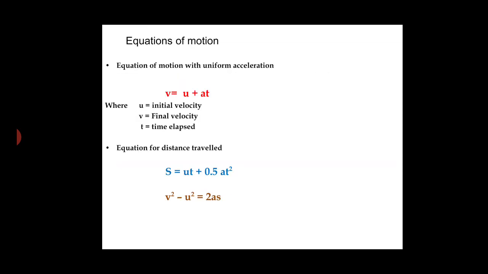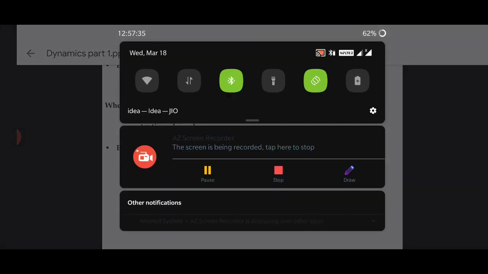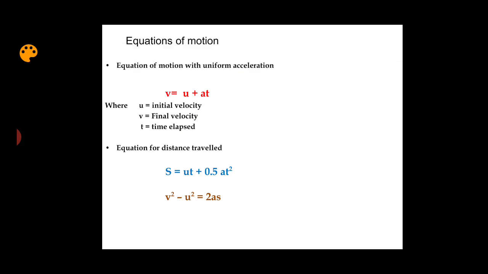Moving on to the next. With respect to the discussed definitions and part of kinematics, we require some equations to solve the problems related to kinematics. So we have three equations of motion. Firstly, we will discuss the equation V is equal to U plus AT, where V stands for final velocity, U stands for initial velocity, and T stands for time elapsed.